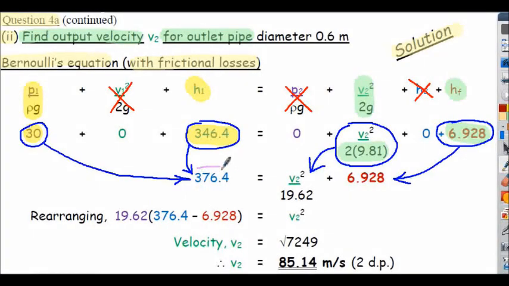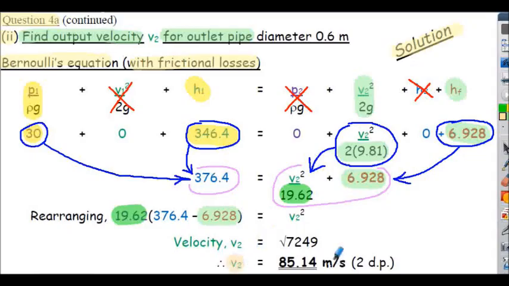So we evaluate on the left hand side, simplify on the right hand side, and then transposing for V2, we subtract the 6.928 head from both sides of the equation, and then we multiply throughout by 19.62. Square root both sides, and we find the velocity V2 is 85.14 meters per second to 2 decimal places.